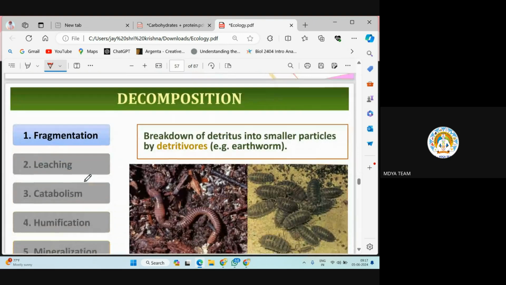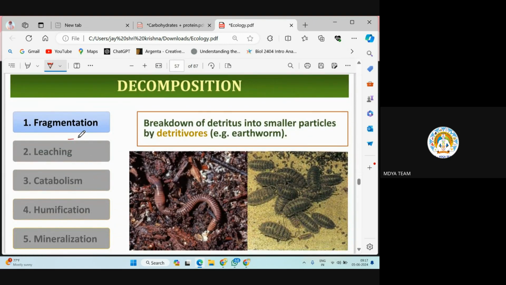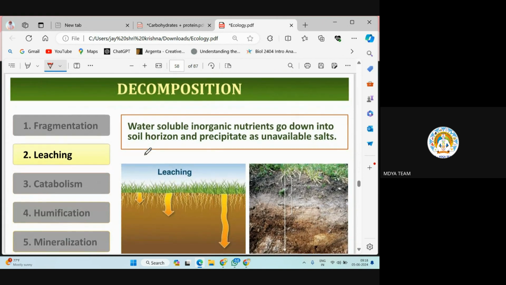So these are the 5 steps of decomposition. One is fragmentation. For example, a plant leaf is there. First that leaf will be physically broken down into smaller particles. Like in your plate, a chapati is there, and you will break that chapati into small pieces. Similarly, some detritivores will break down that detritus into smaller particles, for example, earthworms. Next one is leaching.